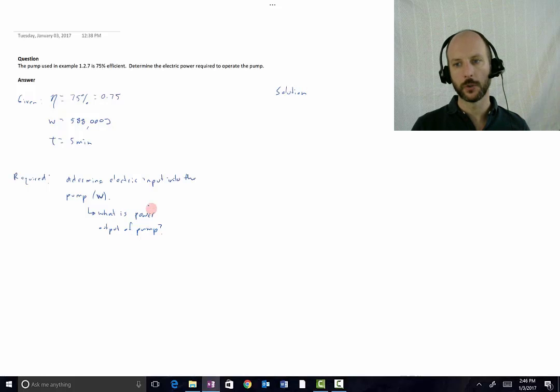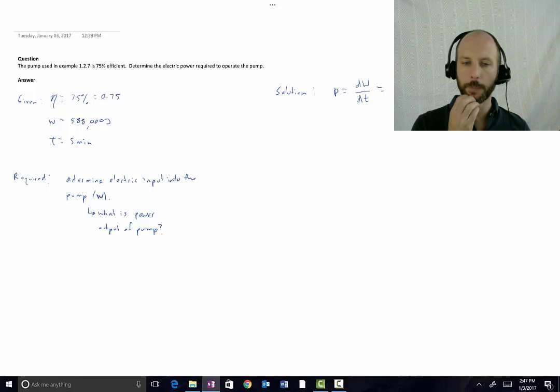We have to know something about units though, because joules per minute isn't watts, it's joules per second. So we need to convert that 5 minutes over into the equivalent number of seconds. We do that by multiplying by 60 seconds per minute. And what that will do is give us joules per second by throwing that 60 into the denominator there. We find out that the output power of this electric pump that we're using to store water is 1,960 watts. Another way to say that would be 1.96 kilowatts. So that's the output power of the pump that we got from dW/dt.